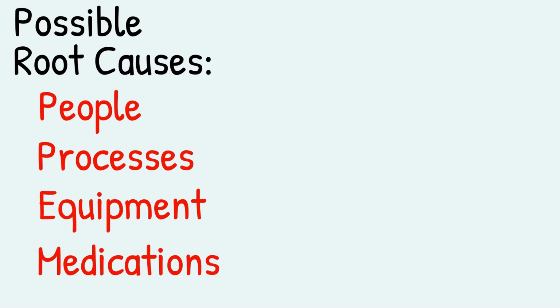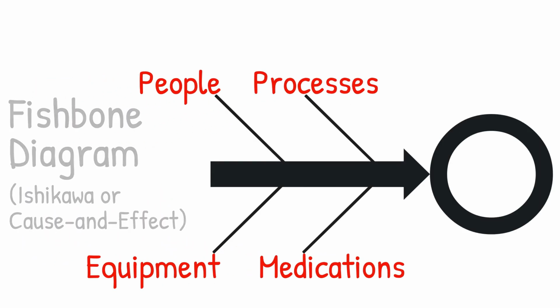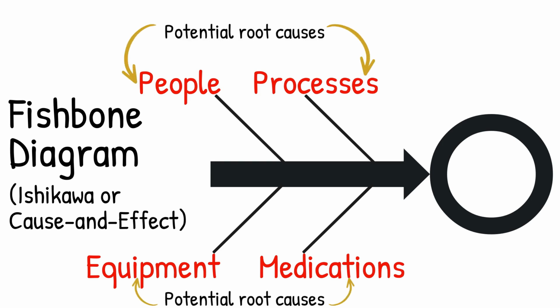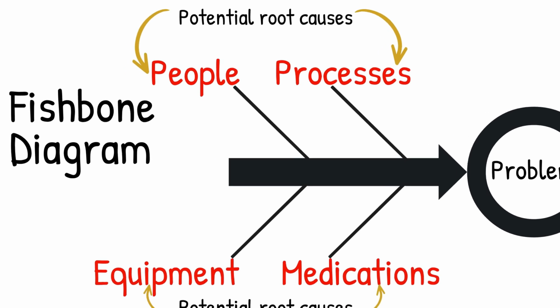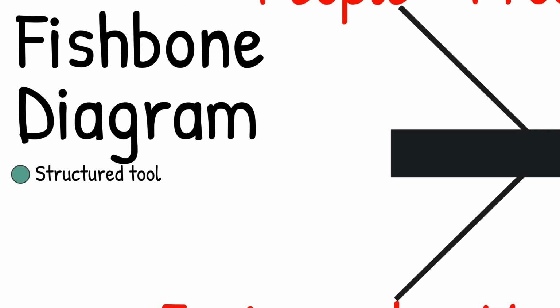In many cases, teams may find that they need a more robust approach to finding possible root causes. One approach is using a fishbone tool, also known as an Ishikawa or cause and effect diagram. This tool helps to guide and document a brainstorming session around root reasons or causes to a problem. It is a structured tool for thinking through multiple areas that are part of the process or system.